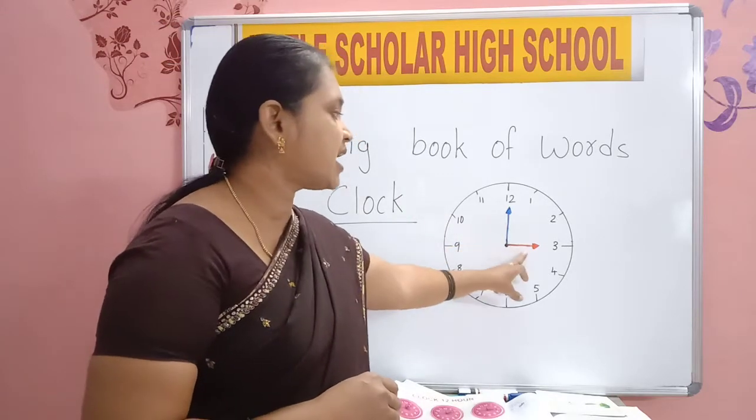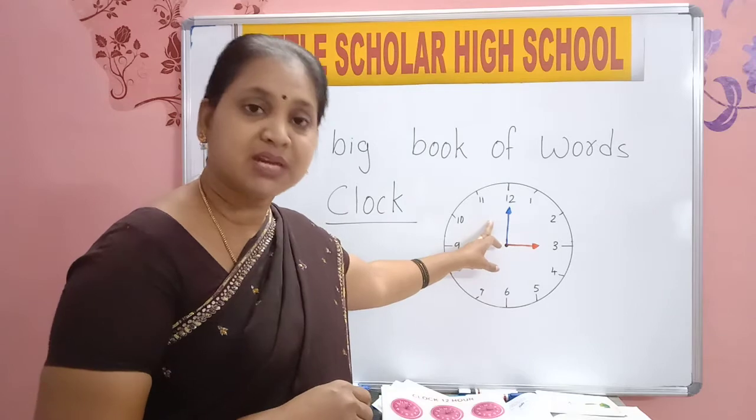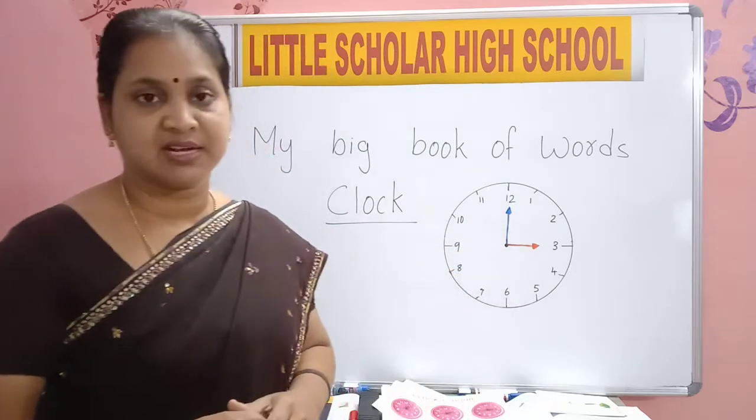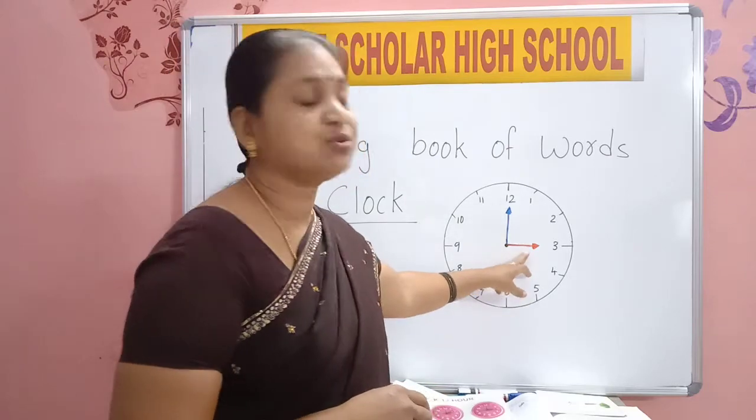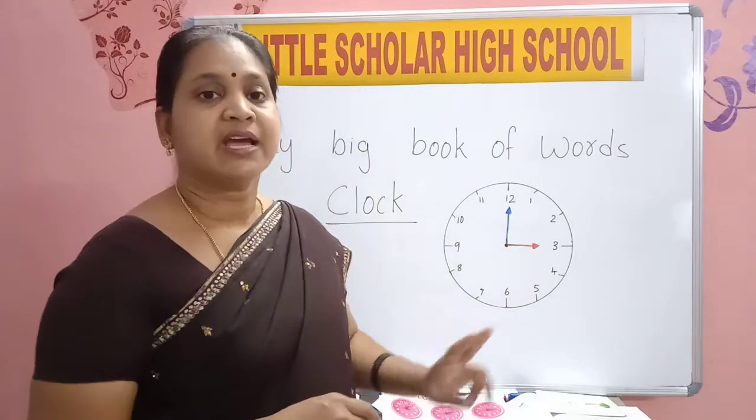So we have two hands. One is the minute hand and one is the hour hand. The minute hand shows minutes. The hour hand shows hours. So now you should learn only hours. To learn hours, you should see only the short hand.